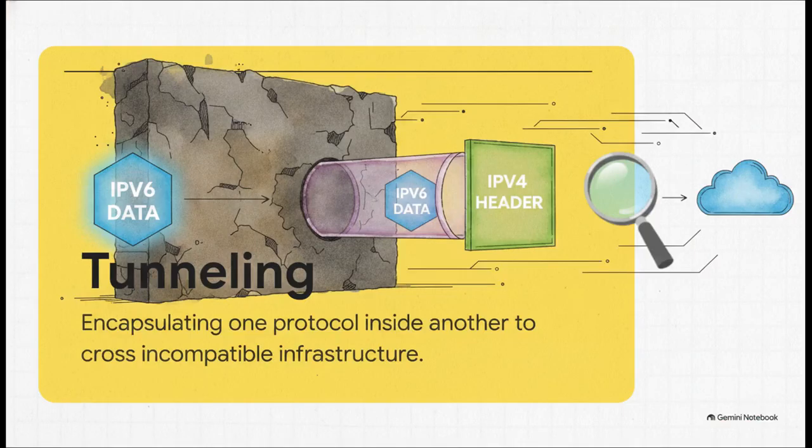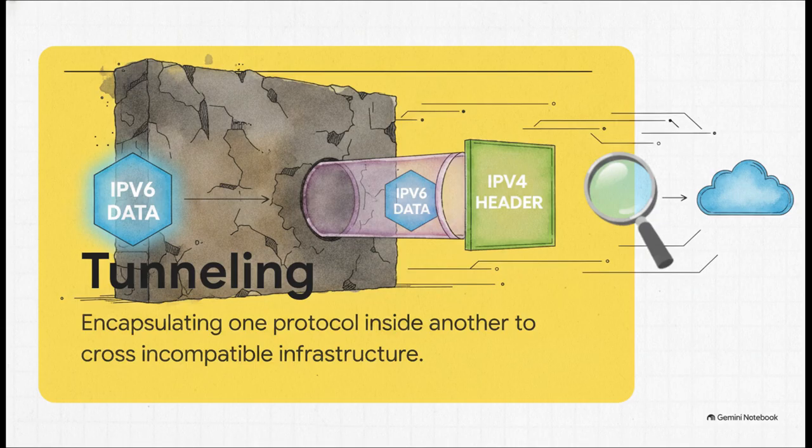So the core takeaway here is that tunneling is a bridge. It relies entirely on encapsulation, not translation. Why does that matter to us? Well, when you use a translation mechanism like NAT64, you're mangling packet headers, rewriting IP addresses, basically breaking the internet's end-to-end principle. Tunneling just completely sidesteps that mess.